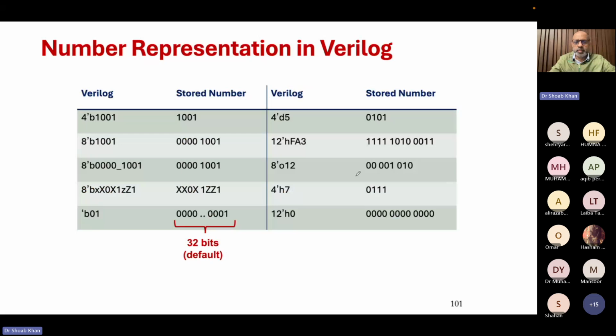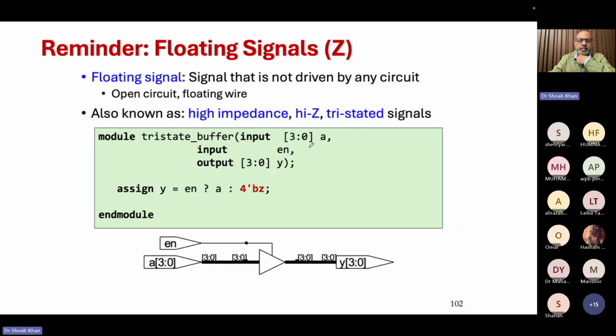So in binary you will have a number like this. In hexadecimal, you will have something like FA3. So 0, 1, 2, 3, A is 10, then B, C, D, E, F is 15. So you have numbers from 0 to 15.